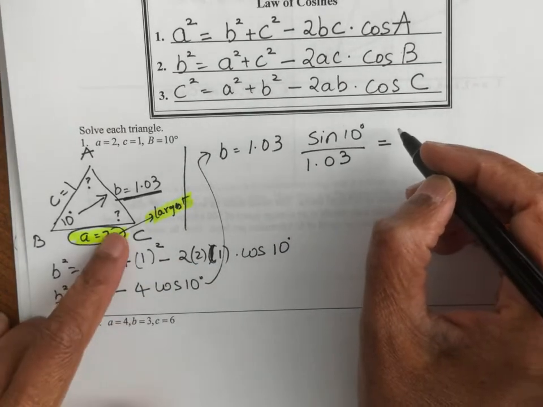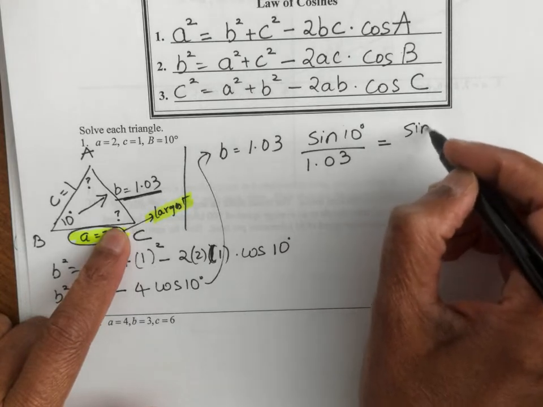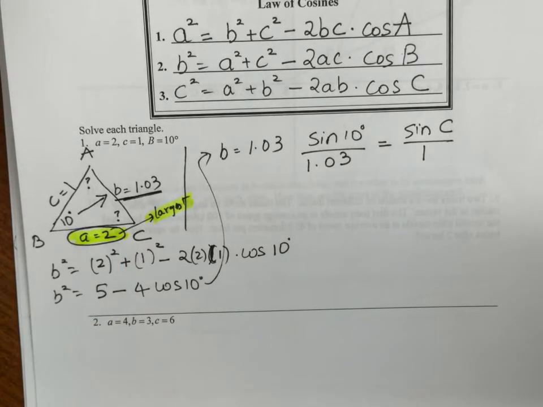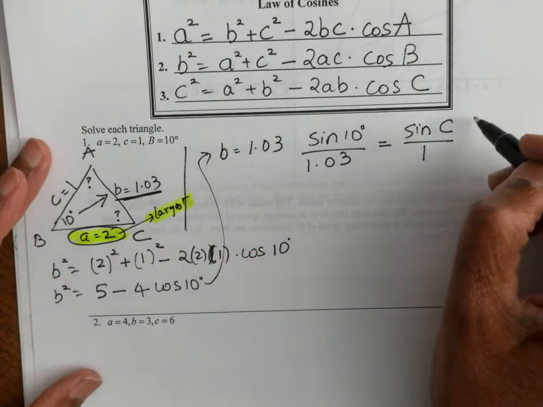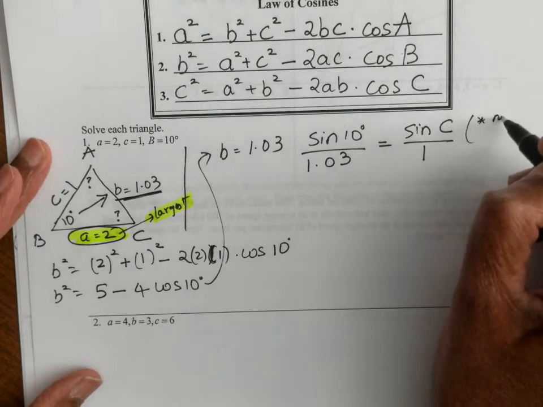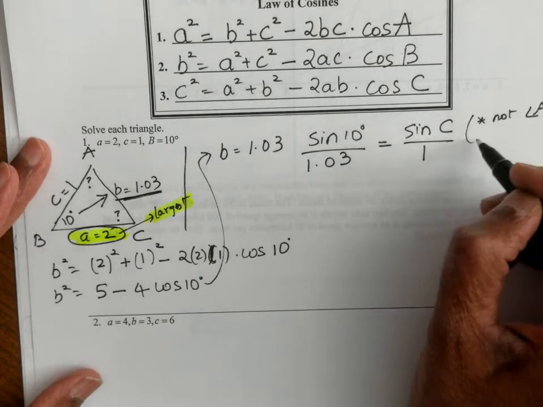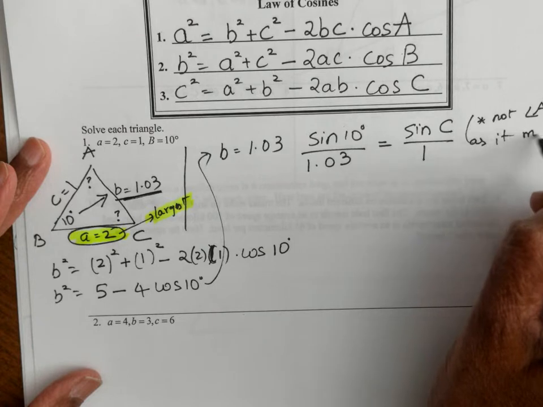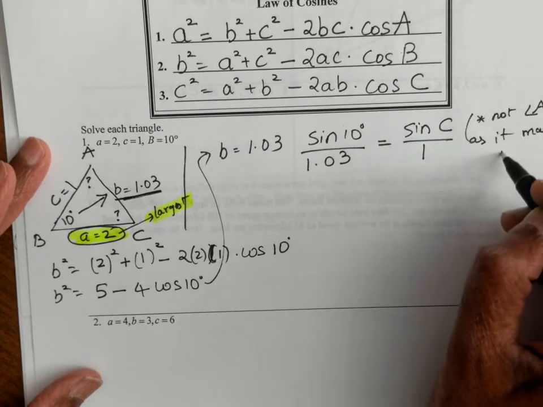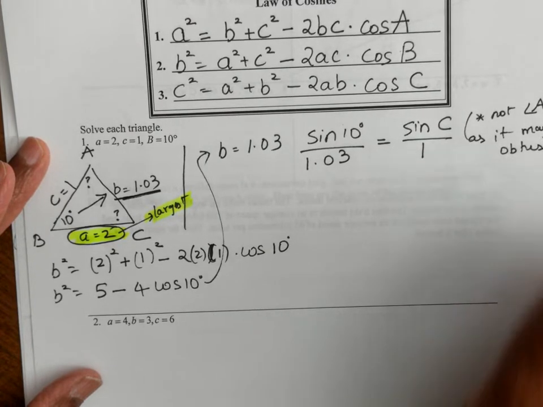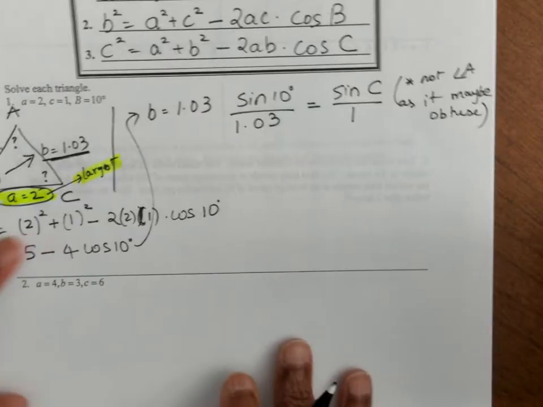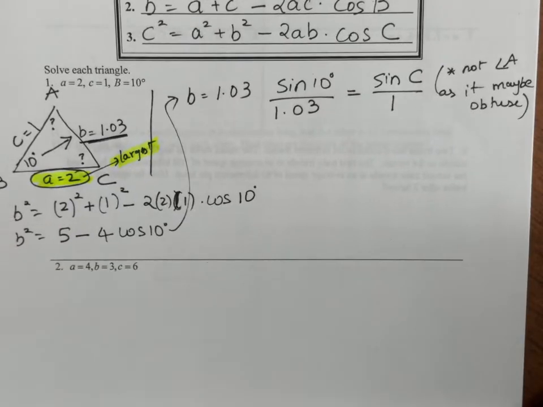So angle C will be sine C over 1. So you want to do this, and you do not want to do sine A over 2, as it may be obtuse. Okay, here we go. I'm just writing it down so that, as we are doing this for the first time, you will remember not to do that.